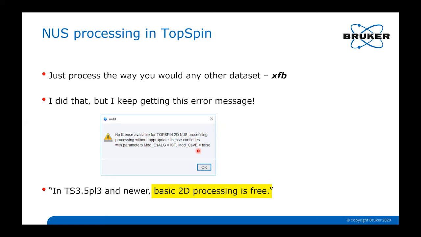On the other hand, if you're doing things in automation or you really don't want to see this message or have to explain to a bunch of users who you've set up to use non-uniform sampling, we can get rid of this message by just changing the relevant parameters. And those parameters are listed here in the message, this MDD_CSALG and MDD_CSVE, just change those in your parameter set.